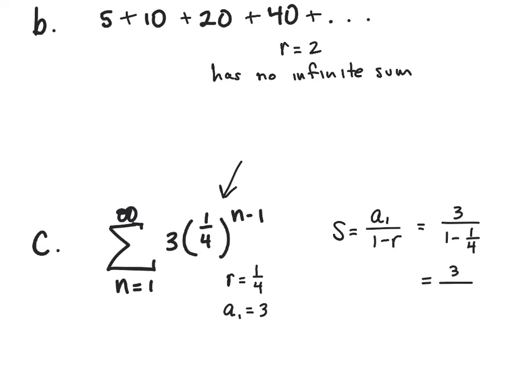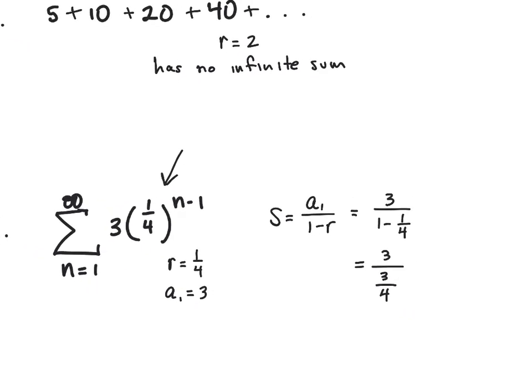This is 3 divided by 3/4, which is 3 multiplied by 4/3, which equals 4.